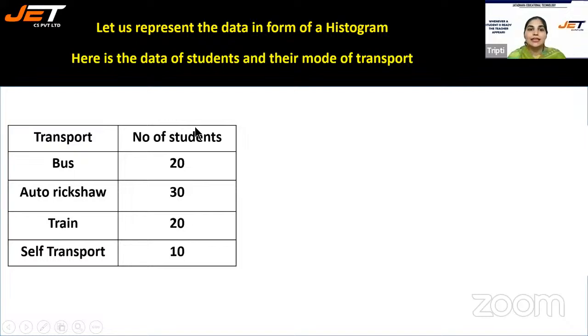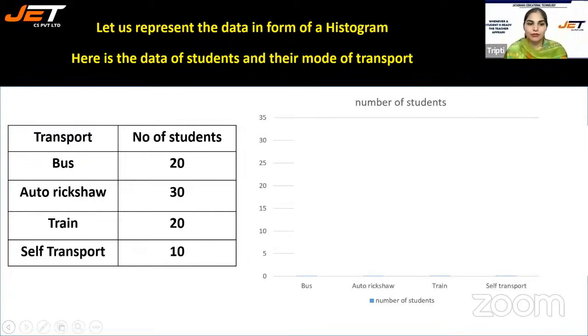Over here, this is the data of students and their mode of transport. Like what mode of transport do they use? Maybe to go to school or come back from school. So here bus, 20 students use bus or 20 students come by bus. Auto rickshaw, 30 of them come by auto rickshaw. Train, 20 students commute by train. And self-transport, maybe their parents drop them or they come by bicycle. So 10 of the students are from that category. So this is the way you can draw histogram.